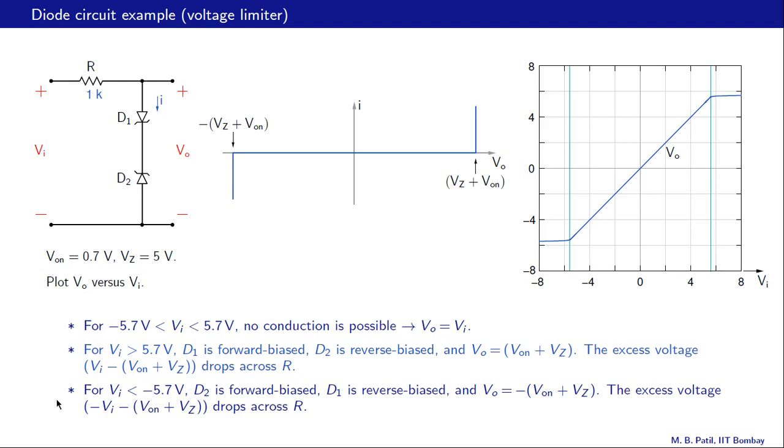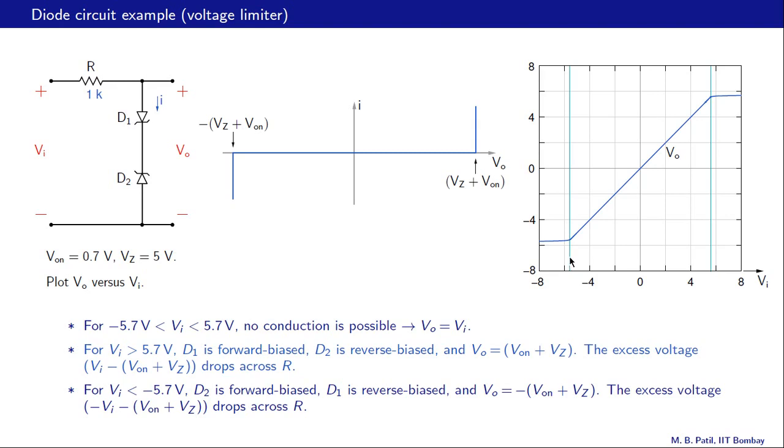And similarly, for Vi less than minus 5.7 volts, D2 is forward biased, D1 is reverse biased, that is, it's under reverse breakdown. The current flows like that, and VO in this case is minus Vz plus V on, that is minus 5.7 volts, and that is shown in this part of the graph. Once again, the excess voltage, that is the difference between Vi and minus 5.7, drops across R.